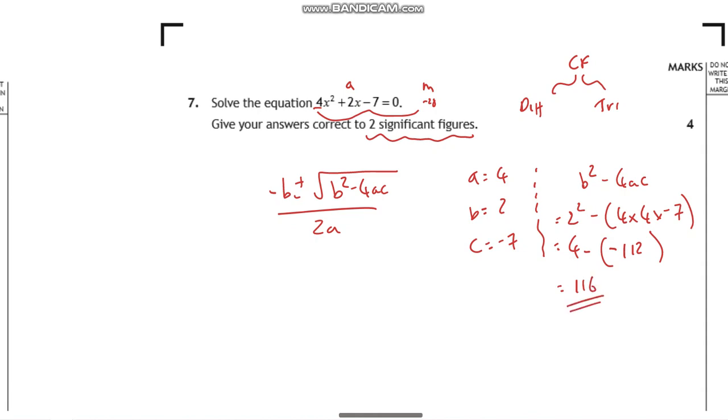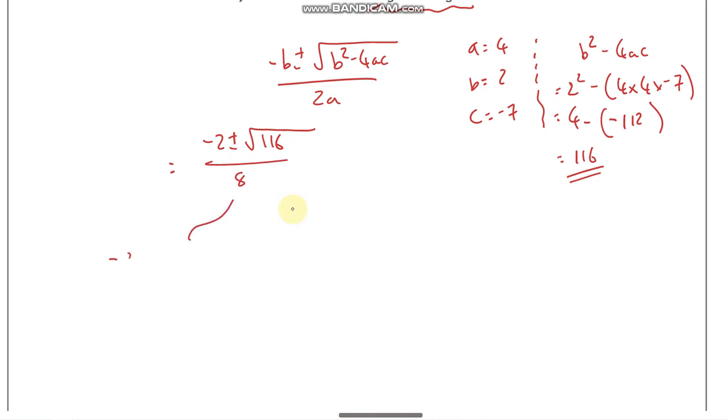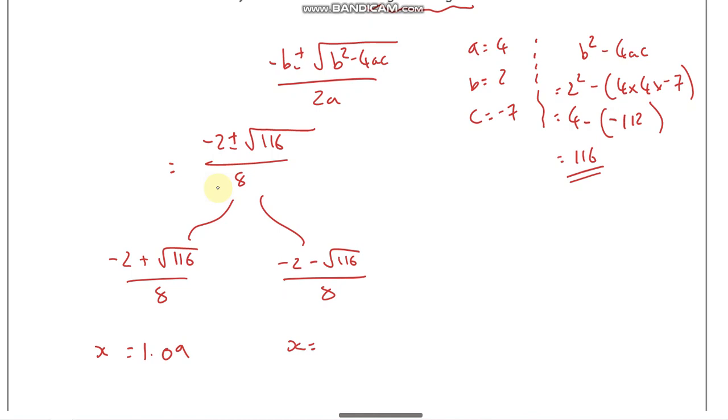Okay, next one. So we just do our substitution, negative b, so negative 2, plus or minus the square root of 116. 2a is going to give me 8. And to that, I break off into two directions. I say, well, I can do negative 2 plus the square root of 116 over 8, or the answer could be take away the square root of 116 over 8. If you do that in your calculator, you should find that you get 1.09 and negative 1.59.